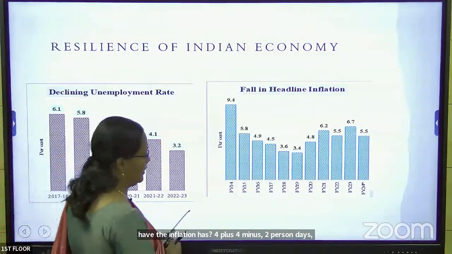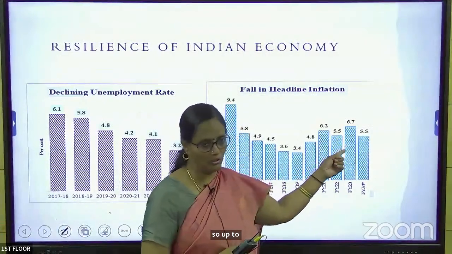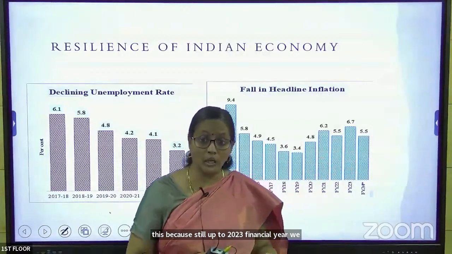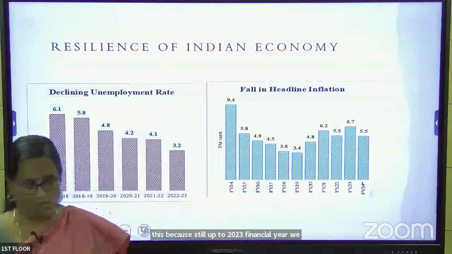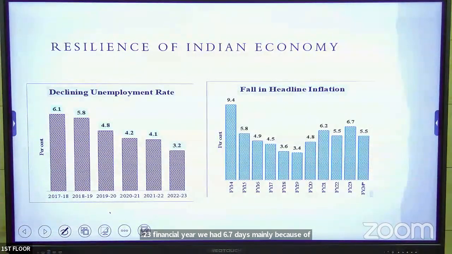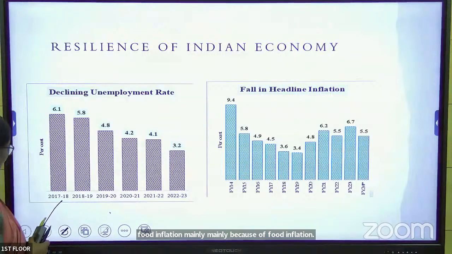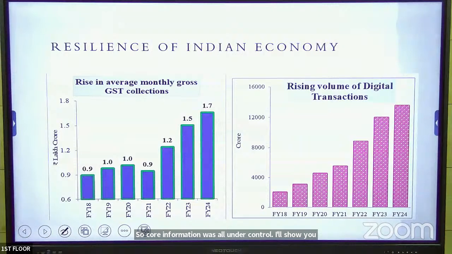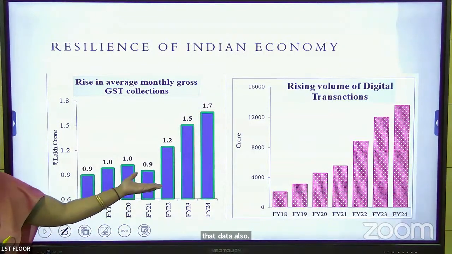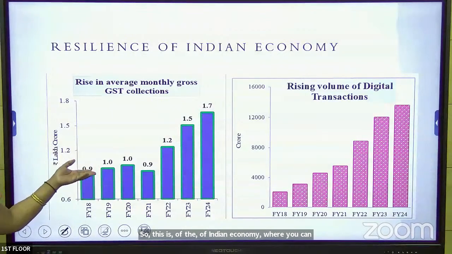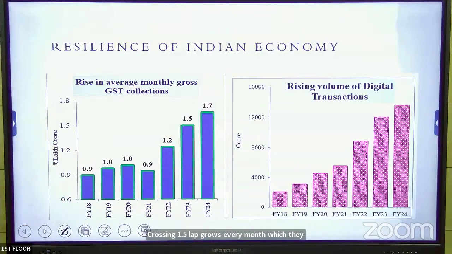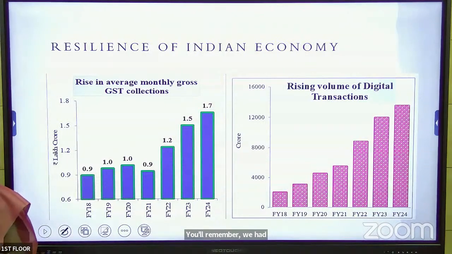But we are not really happy about this because still up to the 2023 financial year, we had 6.7%, mainly because of food inflation. So core inflation was all under control. I'll show you that data also. This is furthering the resilience of the Indian economy, where you can see that monthly GST collections are crossing 1.5 lakh crores every month, which they say is a very good level of collections every year. You remember we had a VAT before GST?